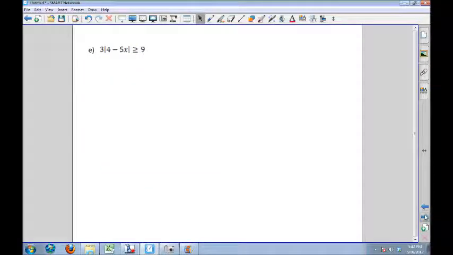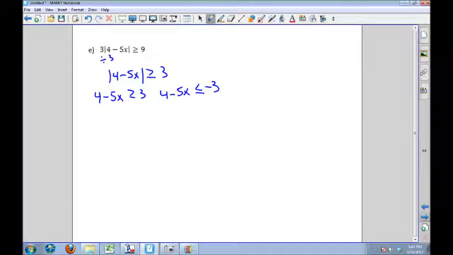And finally, for this one, it's a similar process. I'm going to divide both sides by 3. I end up with the absolute value of 4 minus 5x greater than or equal to 3. Again, I will have 2 forms of this equation. 4 minus 5x is greater than or equal to 3, or 4 minus 5x is less than or equal to negative 3. When I solve this out, I get negative 5x is greater than or equal to negative 1.